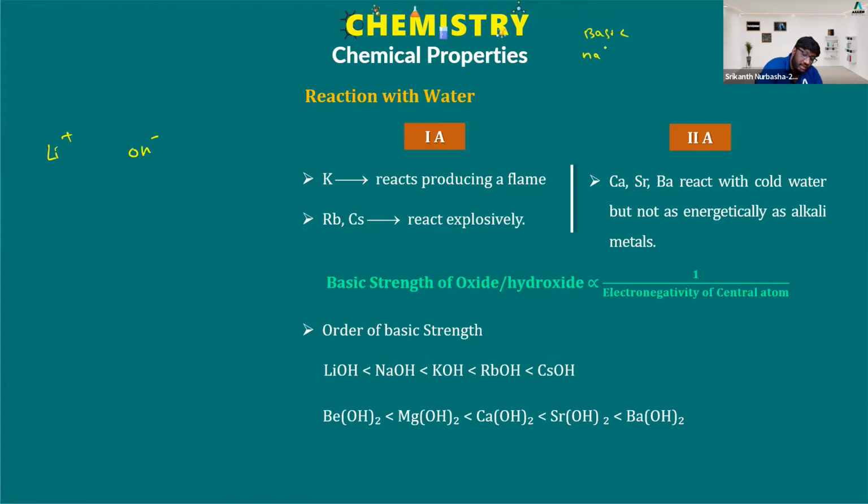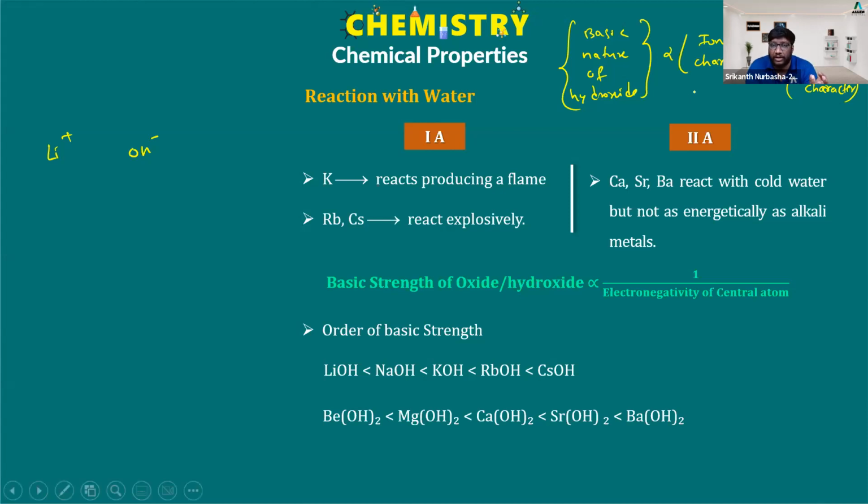Basic nature of hydroxide is directly proportional to ionic character, and it is inversely proportional to covalent character. Wherever we have more ions, more OH minus ion present means more basic nature. So more ionic character means more basic nature, or less covalent character means more basic nature.